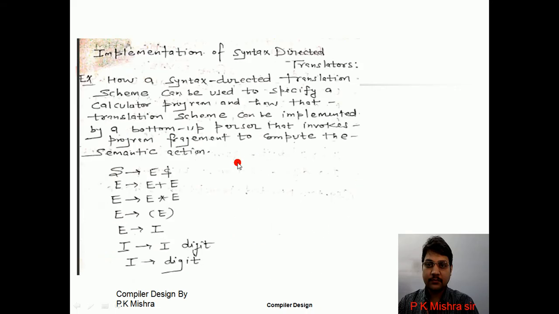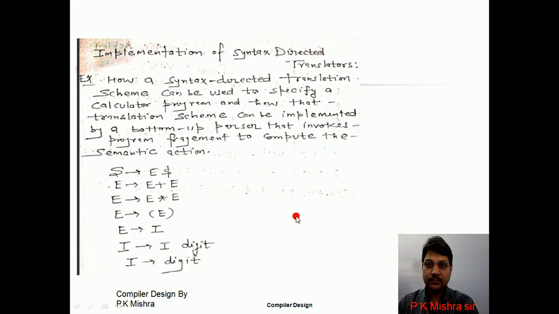Now see, the question is: write a syntax directed translation scheme for a desk calculator. For a desk calculator, this is the grammar. This is the fixed grammar for the desk calculator. Remember it. S gives E dollar, E gives E plus E, E gives E into E, E gives opening E closing, E gives I, I gives I digit, I gives digit. I means integer, E means expression. This is the fixed grammar for the desk calculator. It's a very important question.